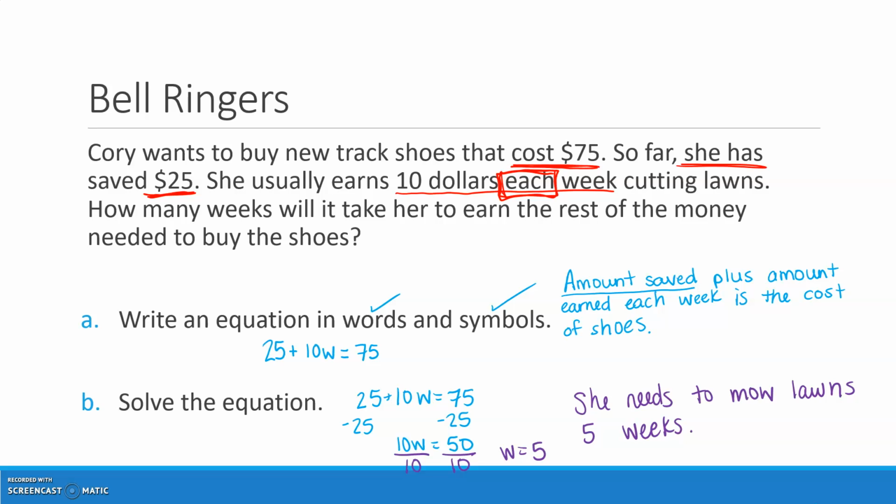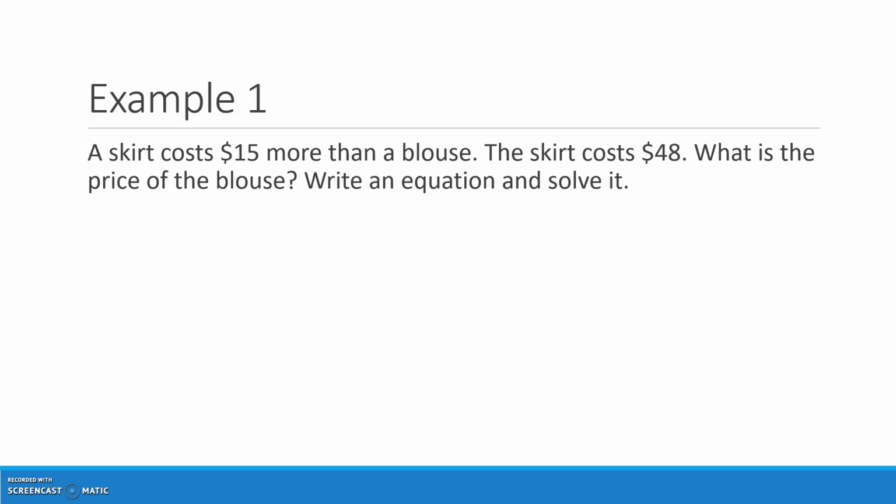I just have a couple of examples to go through today, and then I've got some more practice for you. So let's take a look. A skirt costs $15 more than a blouse. The skirt costs $48. What is the price of the blouse? Write an equation and solve it. So today, the good news is you do not have to go through all 5 parts of the problem like we did last week. All we're doing today is the write an equation part. So the question we still want to look at is, what is the price of the blouse? So blouse is going to be our unknown.